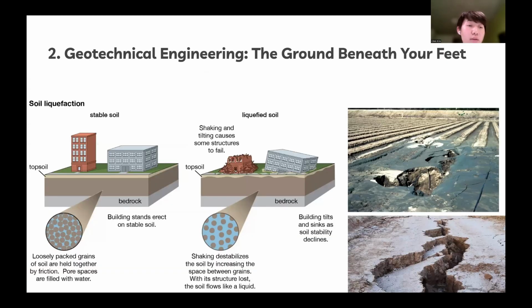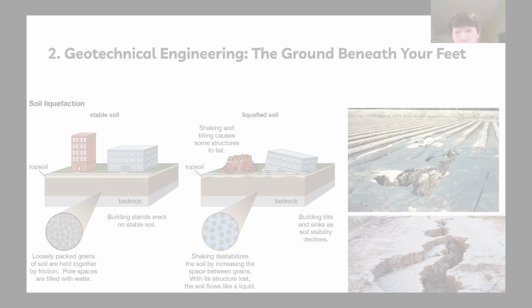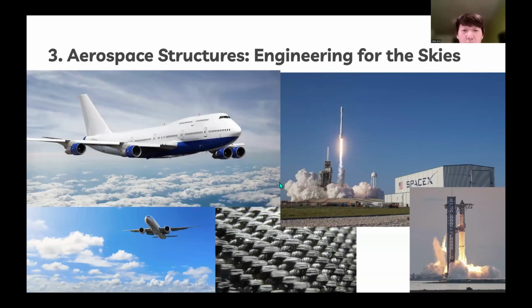Another issue is soil liquefaction, actually pretty prevalent in San Diego. It shows how, during an earthquake, solid, sandy ground can easily turn into quicksand. It's shown on the right. Third, we have aerospace structures. I think it is the engineering for the skies.